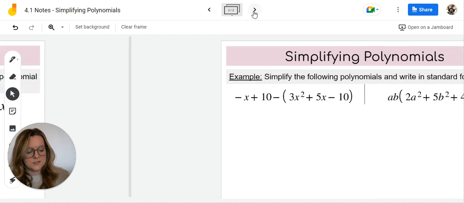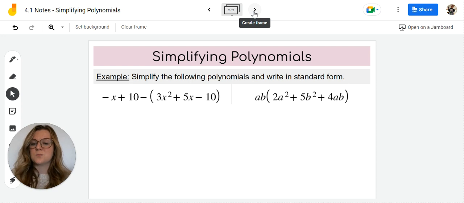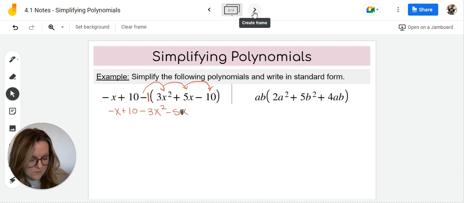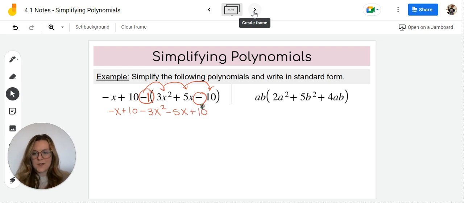All right, let's do another one. So the next one, we have negative x plus 10 minus (3x squared plus 5x minus 10). Step 1 is always to distribute, but we need to be careful. It's tempting to say that the 10 needs to be distributed, but really there's a minus in front, and that represents a negative 1. So I'm just going to distribute the negative 1. I'm going to bring down the negative x plus 10, and then negative 1 times 3x squared is negative 3x squared. Negative 1 times 5x is negative 5x. And be careful here, negative times a negative gives me a positive 10.